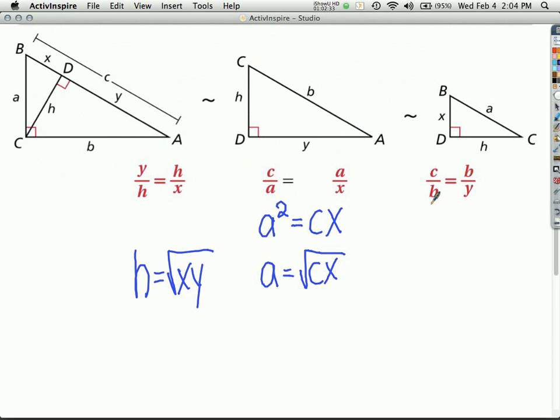And what about this last one over here? What'd you get? Jada and then Janae. Jada, what'd you put? B equals radical, or the square root of cy. Okay, Janae, what'd you put? So we get b equals radical cy.